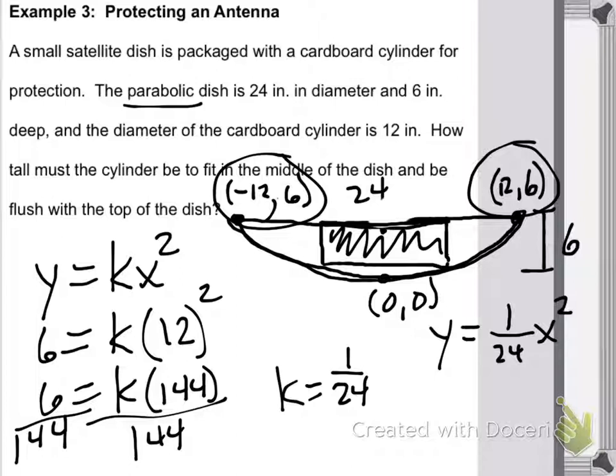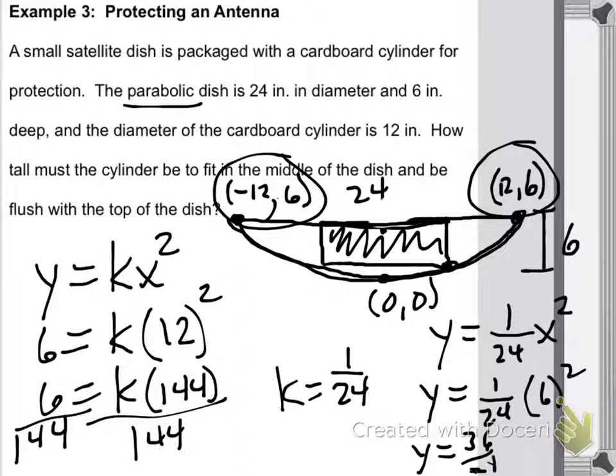Now, we need to find the y-coordinate of the parabola that's 6 inches from the center. So in other words, when x equals 6, what is the y-coordinate? So what is this point here? So, y equals 1/24 times 6 squared. So 6 squared is 36.